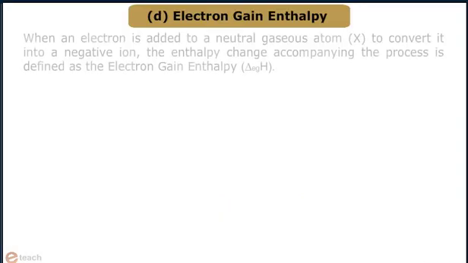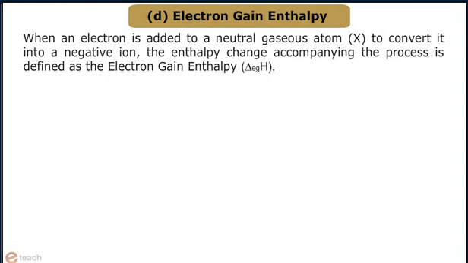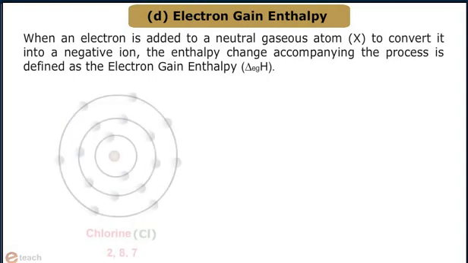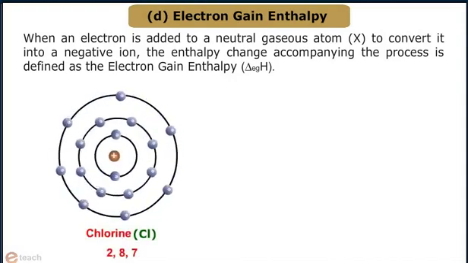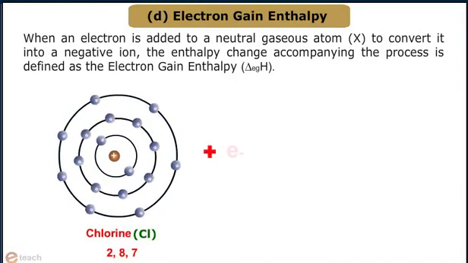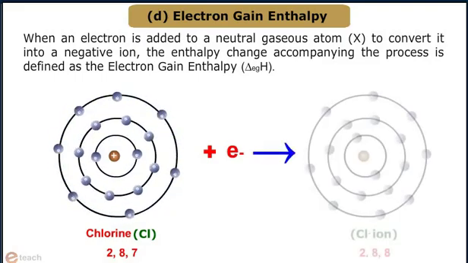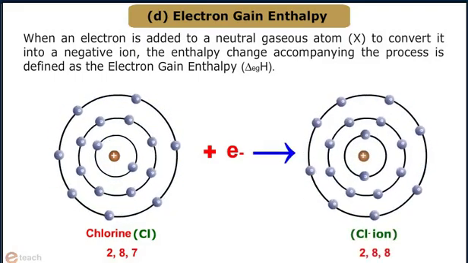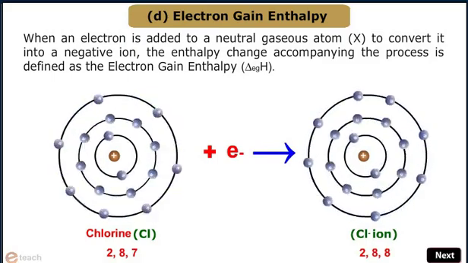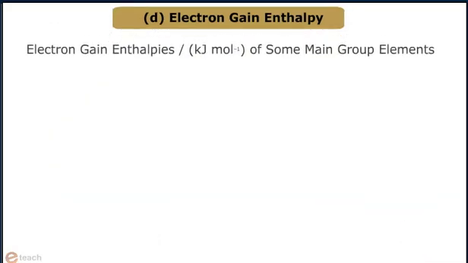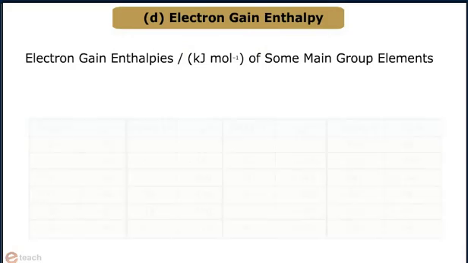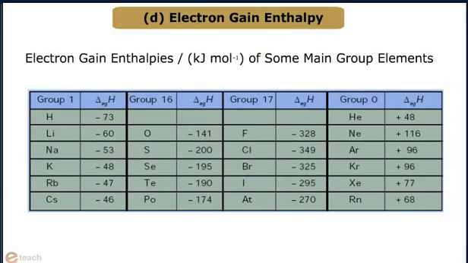Electron gain enthalpy. When an electron is added to a neutral gaseous atom to convert it into a negative ion, the enthalpy change accompanying the process is defined as electron gain enthalpy. Electron gain enthalpies of main group elements are as shown.